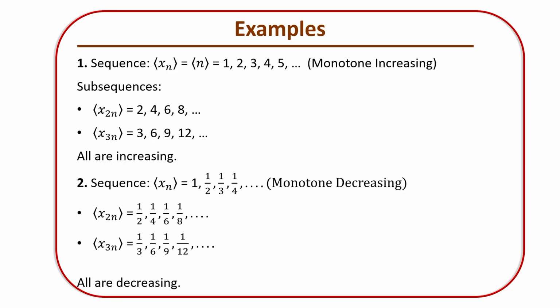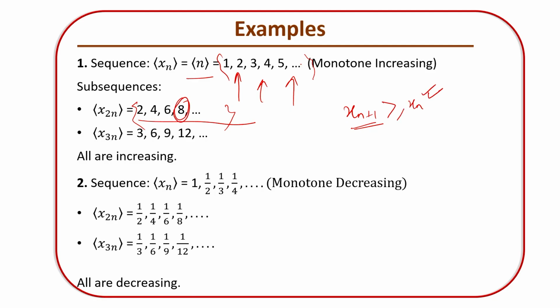Similarly, let us look at some examples. The first example is the natural numbers 1, 2, 3, 4, 5 and so on. Look at the even indices: 2, 4, 6 and so on. This also makes a subsequence. What will be the qualitative behavior of this subsequence? Checking xn plus 1, say 8, it is greater than or equal to xn each time. So this is a monotonic increasing sequence.